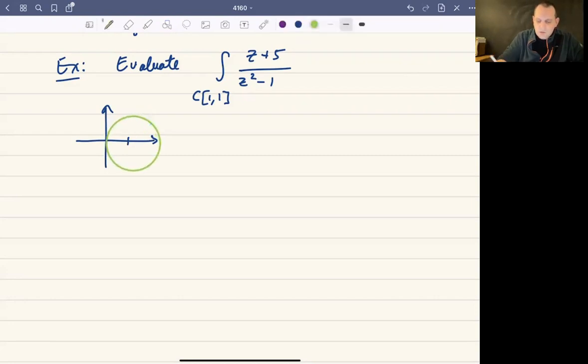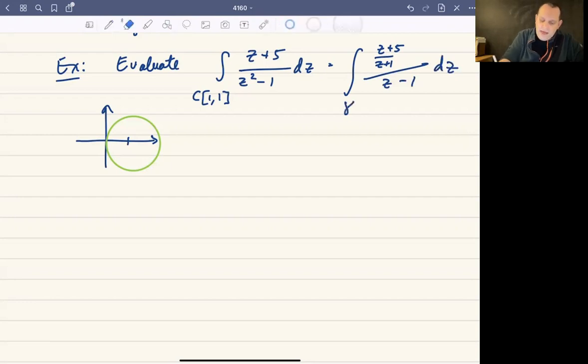Okay, so what we need to do is think about whether the conditions of Cauchy's integral formula are met. And so we need to look at this function here. First of all, we need to think about how this is going to work. This is going to be the integral of z plus 5 over z plus 1, all over z minus 1, dz. And so our f is actually going to be this z plus 5 over z plus 1. And again, we're integrating over the circle centered at 1 of radius 1.